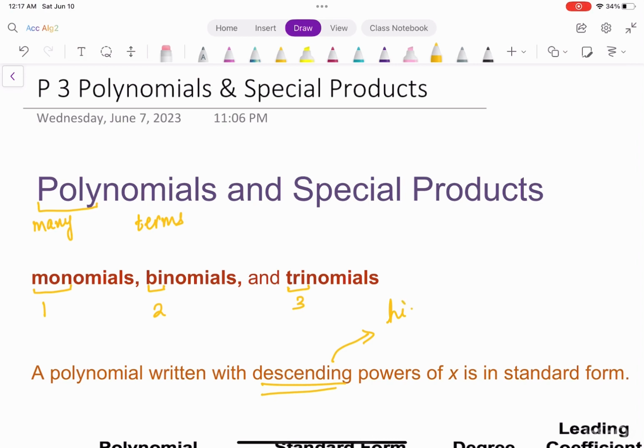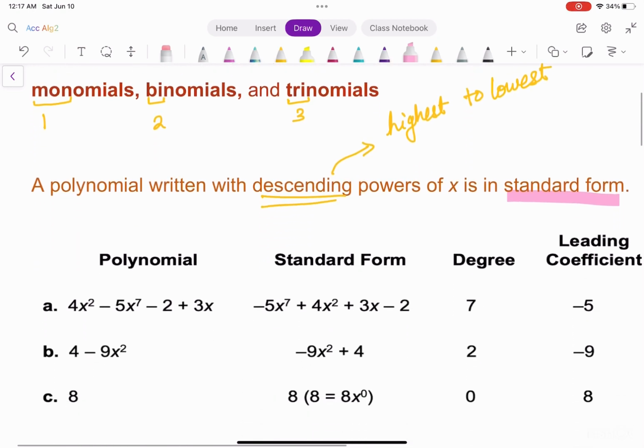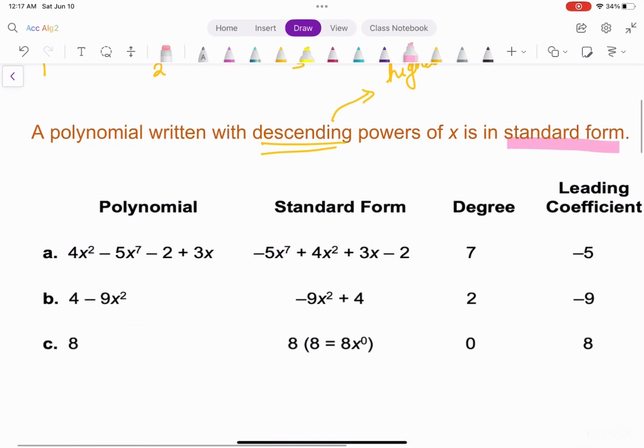Remember one thing, a polynomial written with the descending powers of x will be in the standard form. So what is the meaning of descending? That means from highest to lowest. X cubed followed by x squared, then x, and then the constant, right? So that is called the descending order. So whenever they ask for writing in the standard form, we need to follow that pattern.